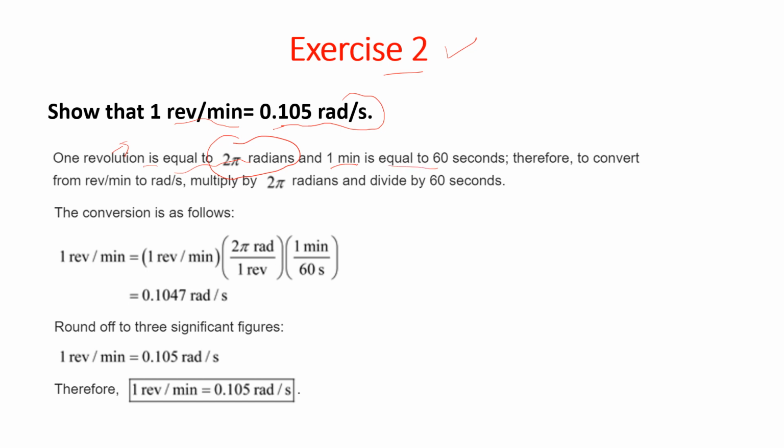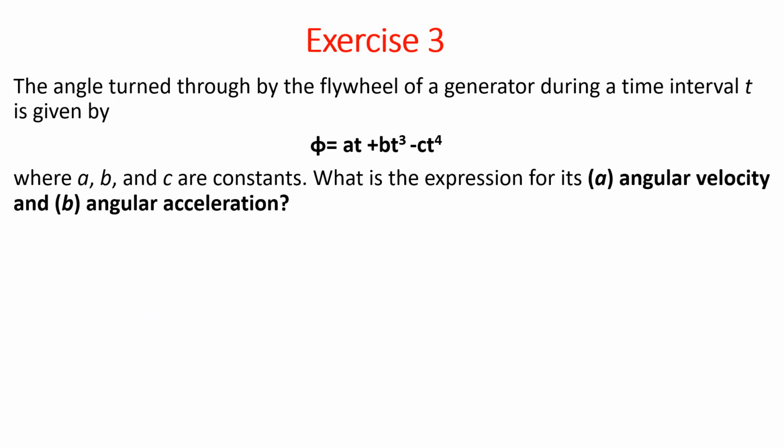And 1 minute is equal to 60 seconds. Therefore, to convert from revolutions per minute to radians per second, multiply by 2 pi radians and divide by 60 seconds. The conversion is as follows: 1 revolution per minute is equal to 1 revolution per minute multiplied by this factor. So we end up with 0.1047 radian per second. Rounding off to 3 significant figures, we get the required proof.